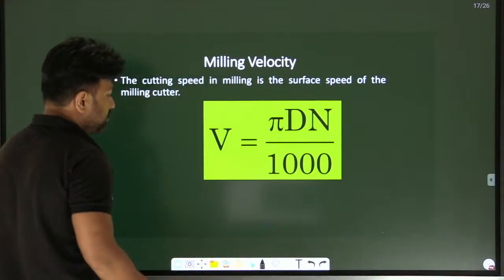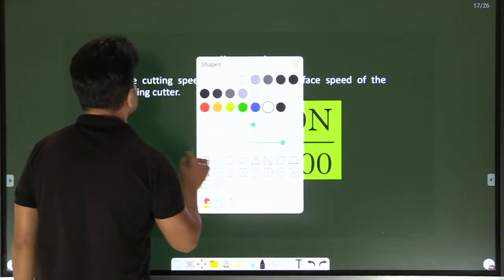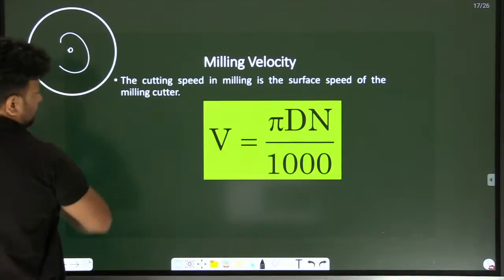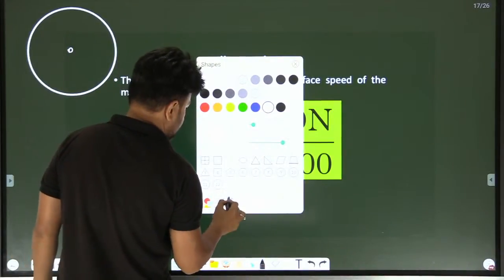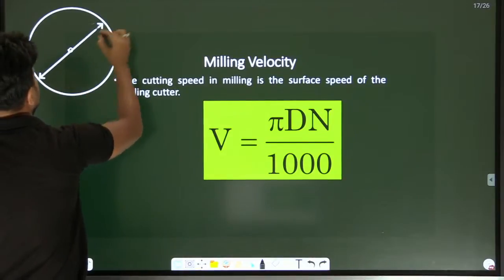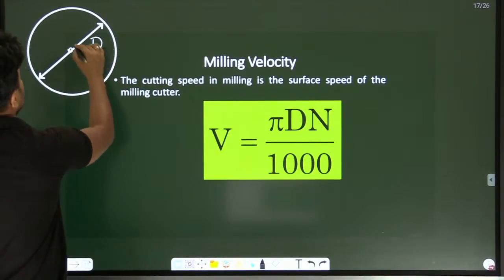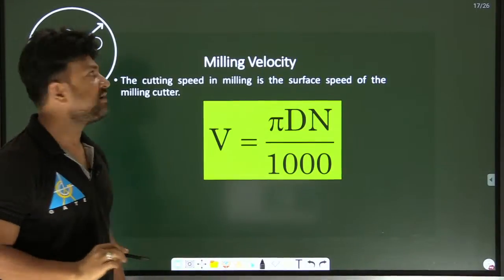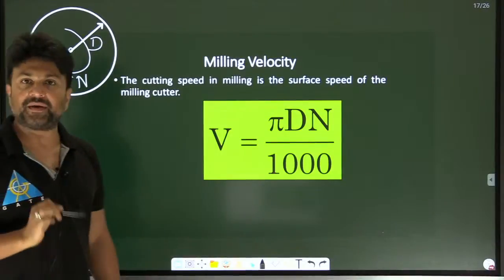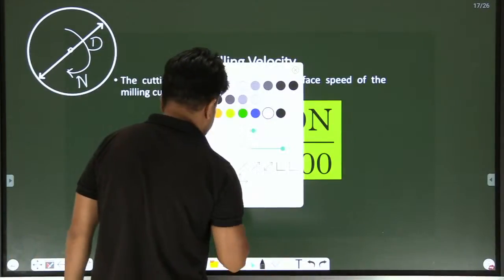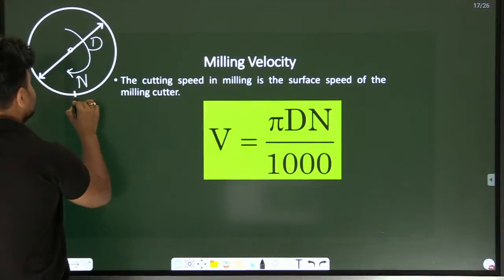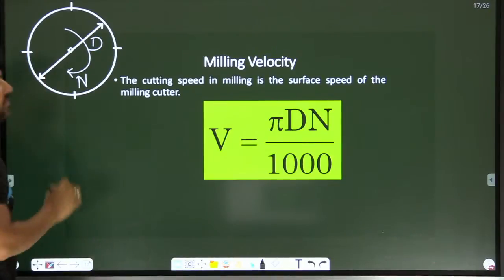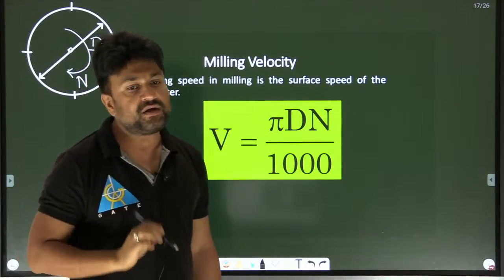As you know, the milling cutter is rotating. Say the milling cutter has a diameter D and is rotating with RPM N. At the periphery there will be teeth, and the teeth will cut the workpiece.